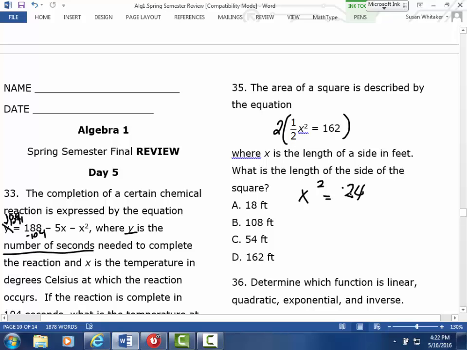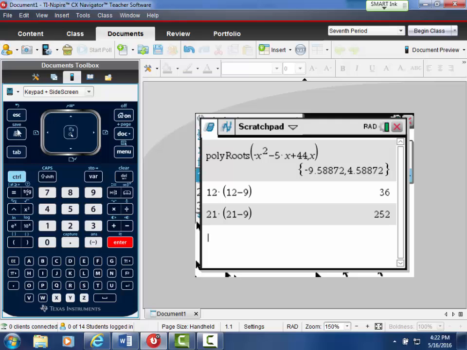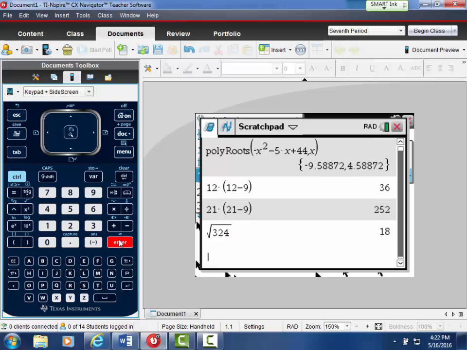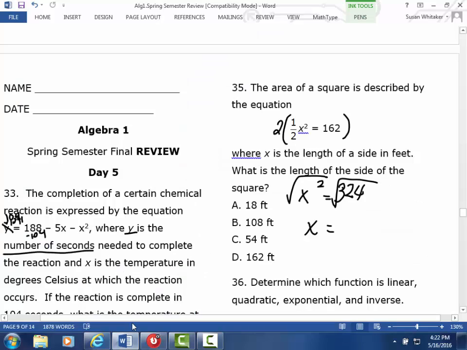324. And so if x squared equals 324, then x would be the square root of that. So x equals the square root of 324. Control x squared, 324. And I get 18. So 18 feet would be answer choice A.